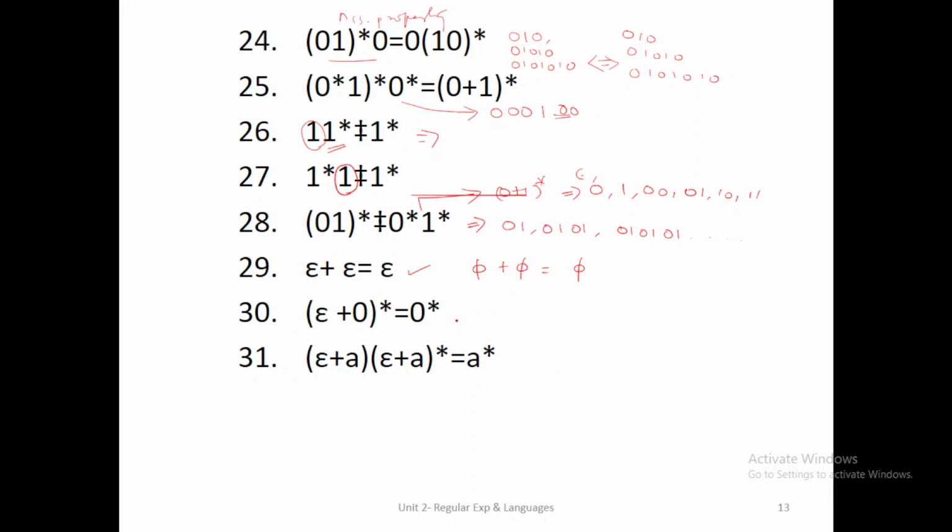Epsilon plus 0 whole star. What is the meaning of that one? Either the string may be epsilon or single 0 or double 0, like that. So the expansion, the shortcut form, is 0 star. And here the string may be epsilon or a. That means the first symbol may be epsilon or the first symbol may be a, followed by the last symbol, which may be epsilon or 1 a or 2 a, like that. So the whole notation is nothing but a star.